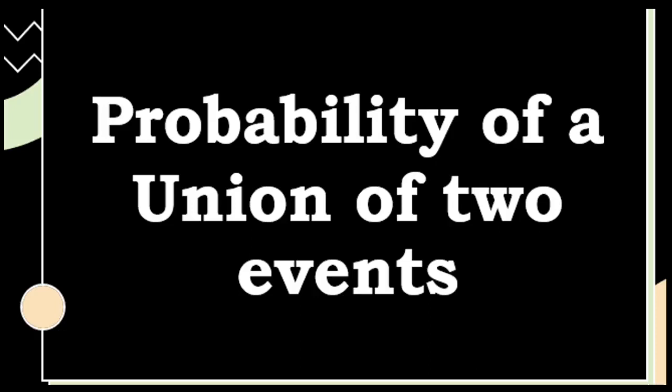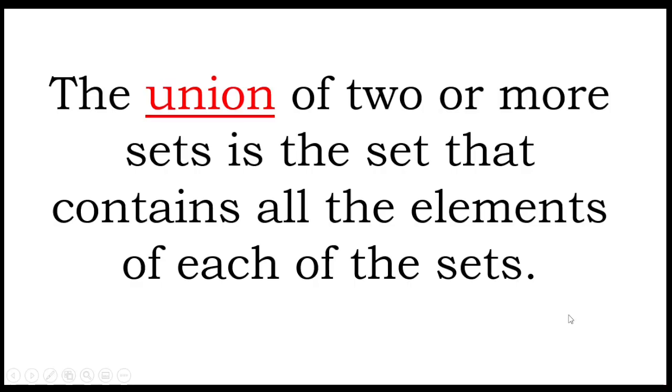For week 7, we will be discussing probability of a union of two events. But before that, let's first have a brief review about the union of two or more sets. So when we say the union of two or more sets, it is the set that contains all the elements of each of the sets.